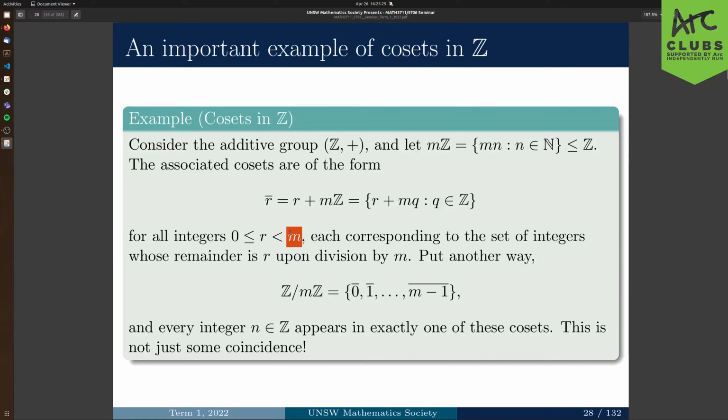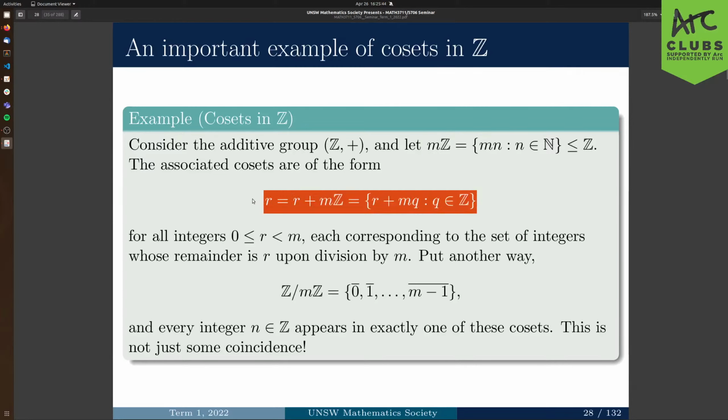Not including m, because obviously the remainder of m is just going to be 0, right? So this stems from the fact that if you scale the integers by some other integer m, you actually get a subgroup of the integers back. So if you consider the cosets of this scaled integer group, you get these remainder classes modulo m.